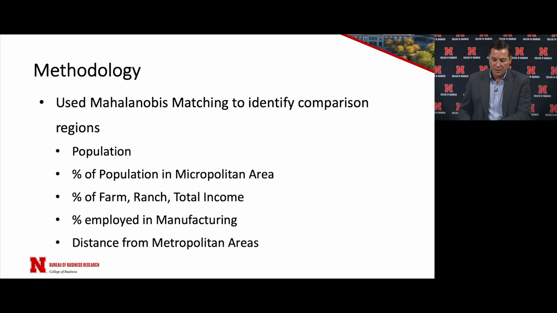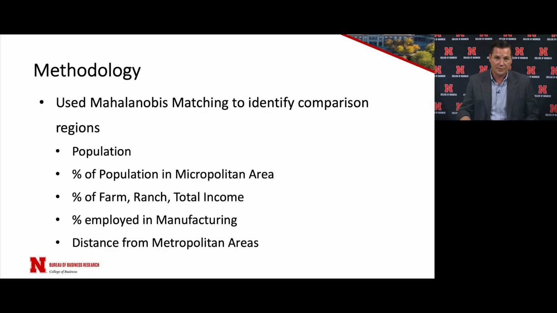So how did we identify which regions outside of Nebraska to compare Nebraska regions to? We used a technique called Mahalanobis matching to identify appropriate regions. Rather than use an ad hoc approach or a gut approach to identifying regions outside Nebraska that we think match up with regions here in Nebraska, we wanted to take a more systematic approach. We looked at 7 different variables, 7 different characteristics of all these regions in Nebraska and the EDA regions outside Nebraska. In total, I believe there were 85 different regions that we looked at.